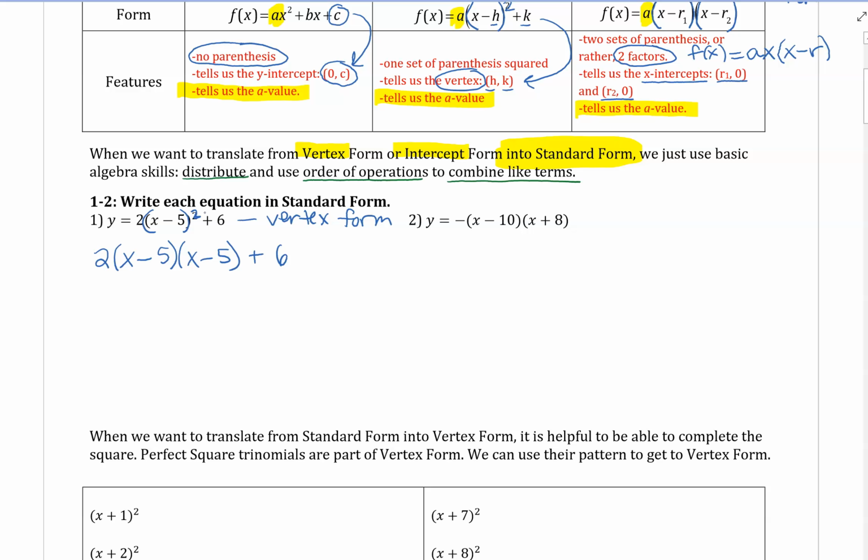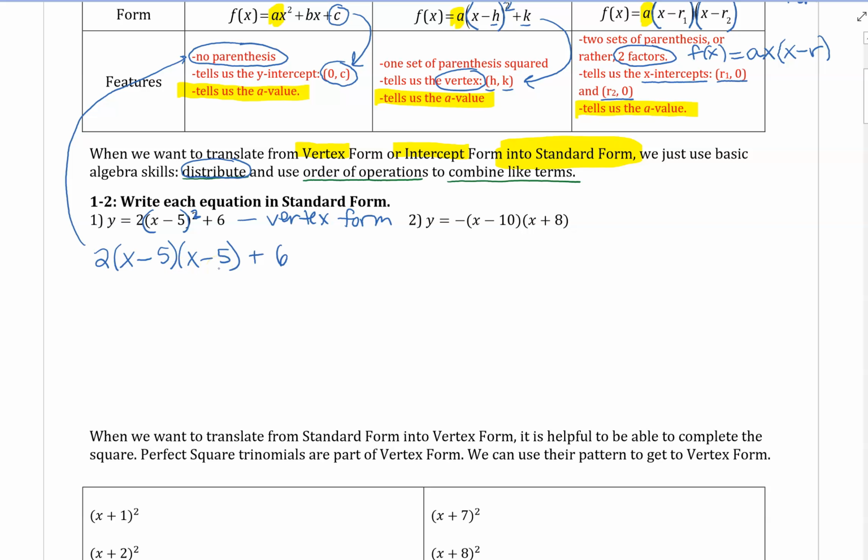And so if I want to get rid of those parentheses to get into standard form, remember standard form is the one with no parentheses, then what I need to do is just multiply those factors to each other, which is going to require some distributing or FOILing, right? When you're multiplying two binomials, we need to FOIL.